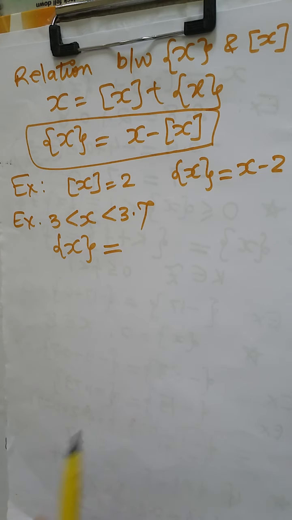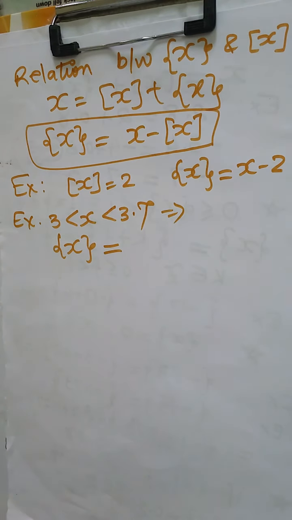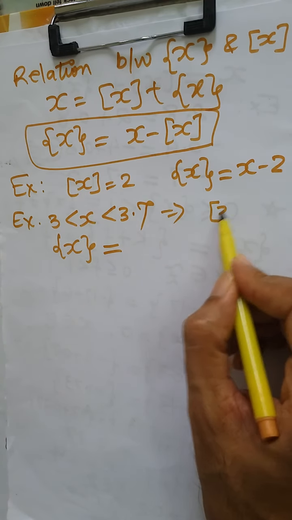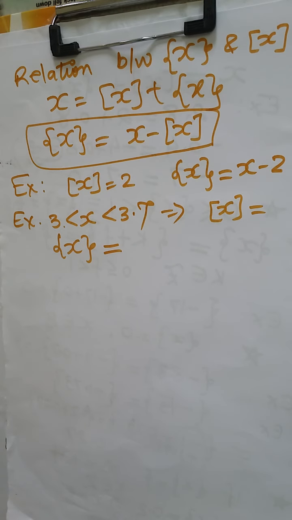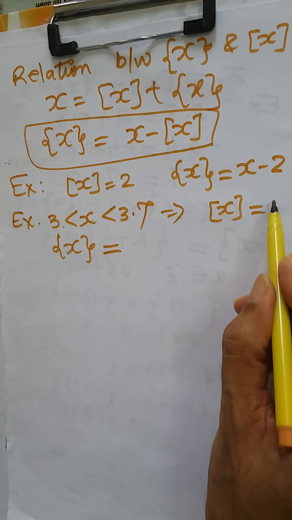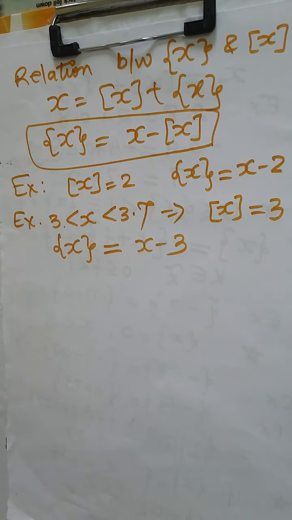What does it mean in simplified form in terms of x? You can see that you first have to find the greatest integer of x for 3.7, which is what? Yes, which is 3. So you can write x minus greatest integer x, that is x minus 3.